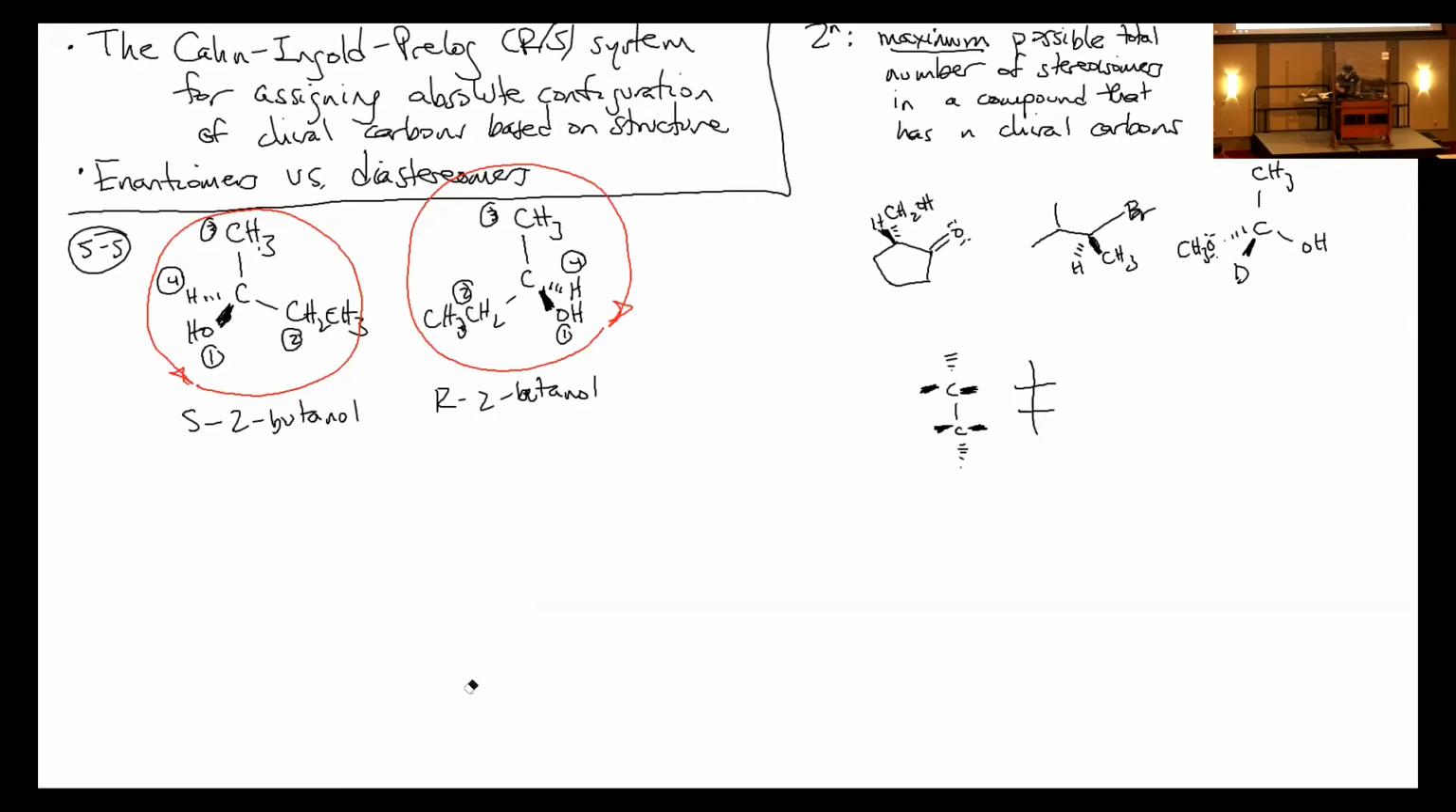Good. So what if OWL is evil, or what if I am evil, and I don't give the structure to you in the most efficient, straightforward way? What if you get a structure, well, here you go, let's look at this one. What if you get a structure where the lowest priority group is not pointing towards the back?